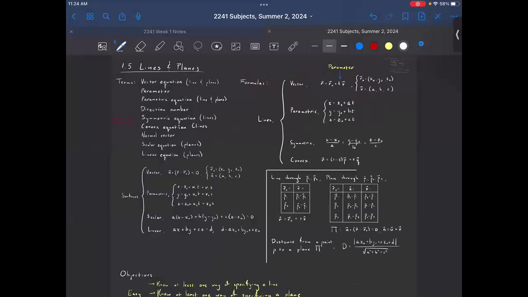Today we're going to talk about lines and planes and how to write equations for them. All right, so let's go ahead and get started with our terms and formulas as usual.